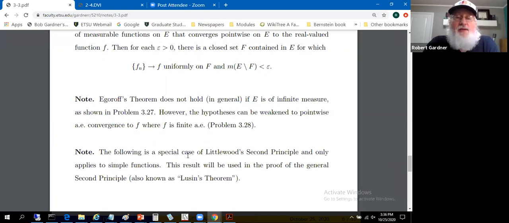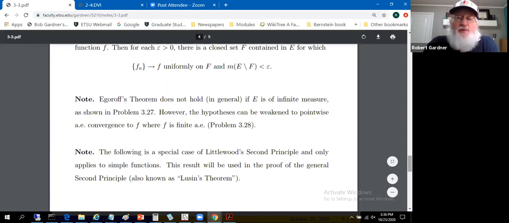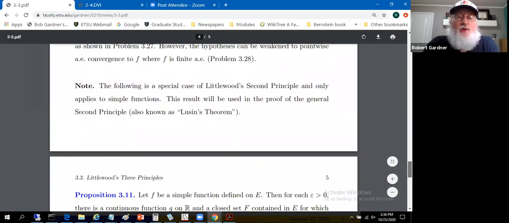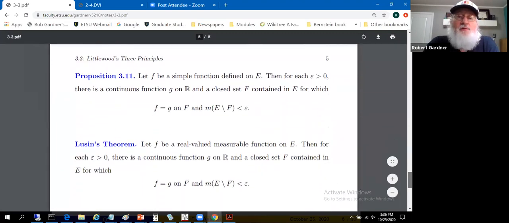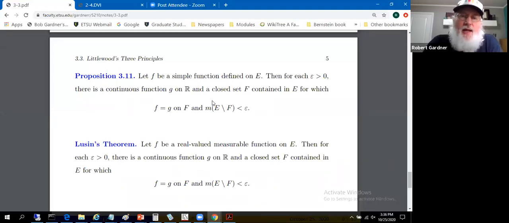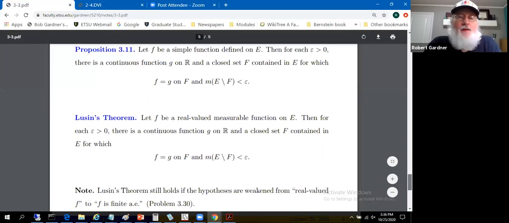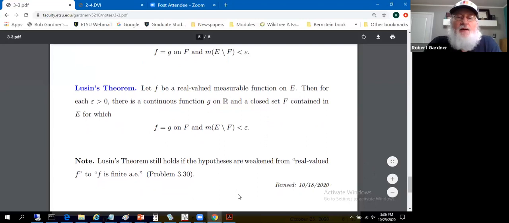The following is a special case of Littlewood's second principle and only applies to simple functions. We'll see Littlewood's second principle applies to measurable functions. All right, so we're going to state a special case of Lusin's theorem. This deals with Littlewood's second principle, and then we'll prove Lusin's theorem. I really view this as a lemma in the proof of Lusin's theorem. So we'll go through the proof of that.